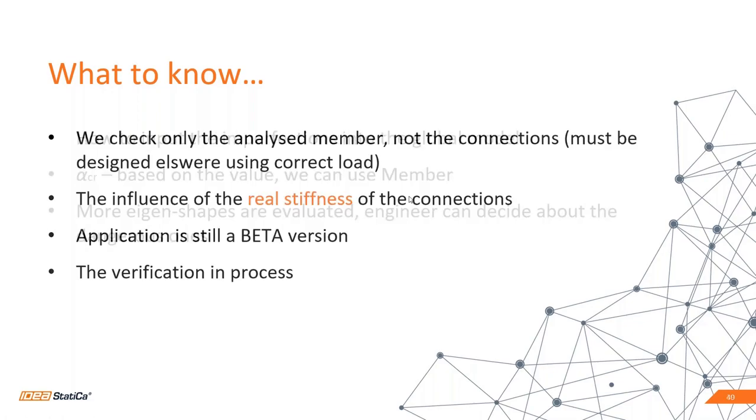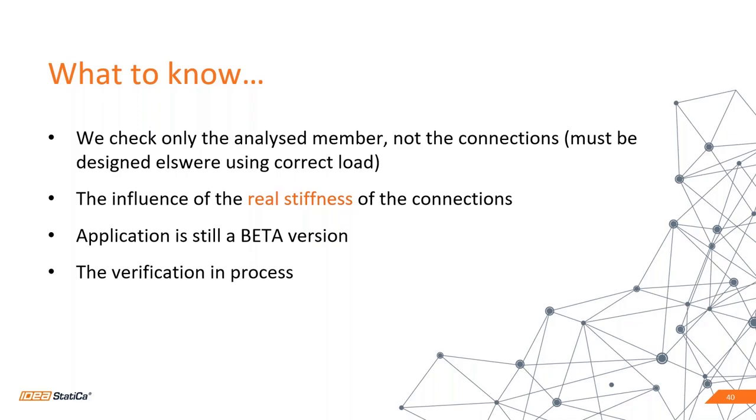and he can also put imperfections on that. What is also important to mention is that we check the analyzed member as a whole, and we do not check the connections. The connections must be designed and checked somewhere else, probably in IDEA StatiCa Connection, or you can use some other tool for that. But you have to input the correct load for the check of the connection, and it could be different, maybe a different combination of load than you would use for the member check.